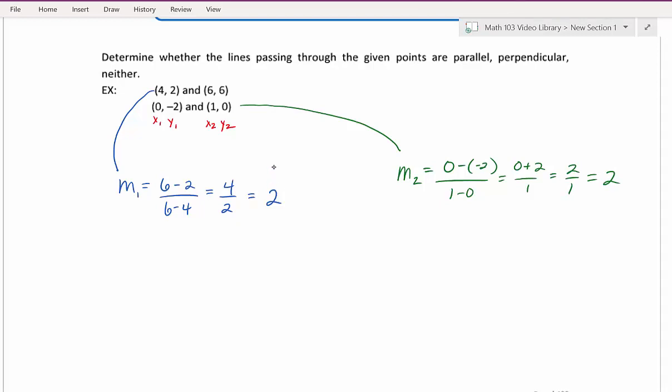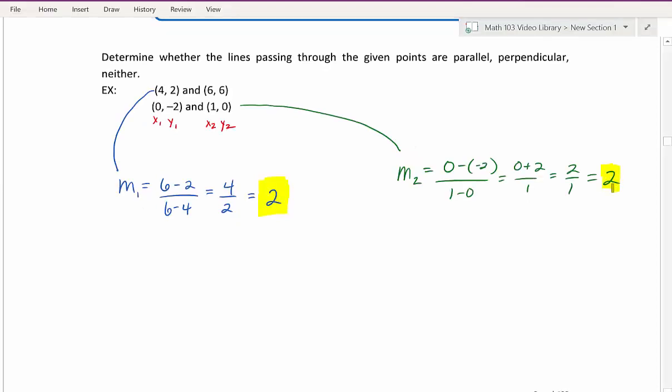Now it's time to directly compare the slopes. This one's positive 2. This one's positive 2. Same slopes tell us that these lines have to be parallel.